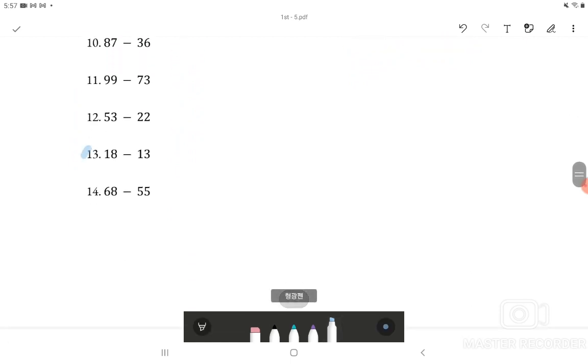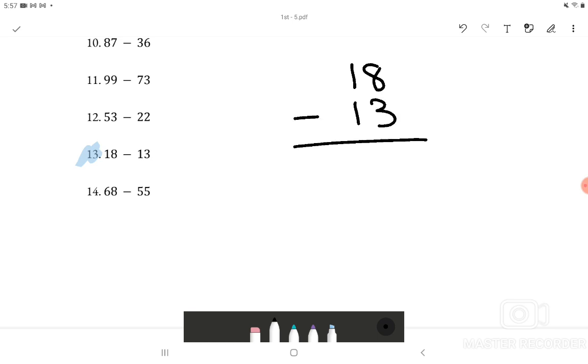Let's try number 13. Using the vertical method, remember to line up the tens and ones together. 8 minus 3 is 5. And 1 minus 1 is 0. So we know that the answer for 13 is just 5.